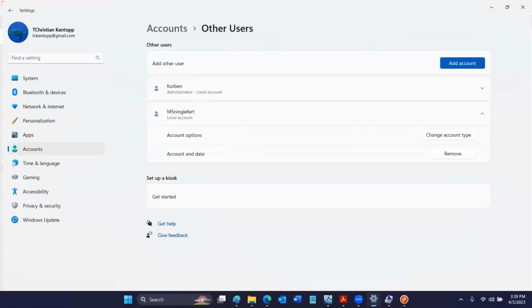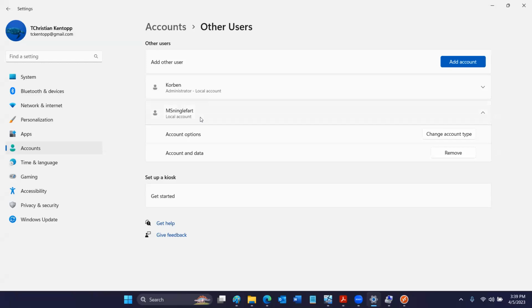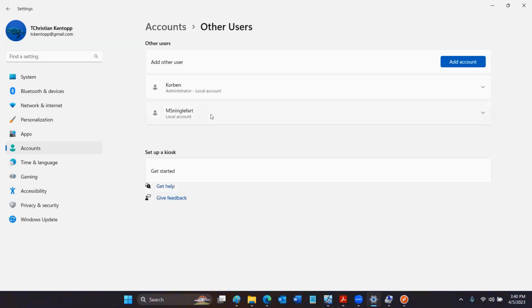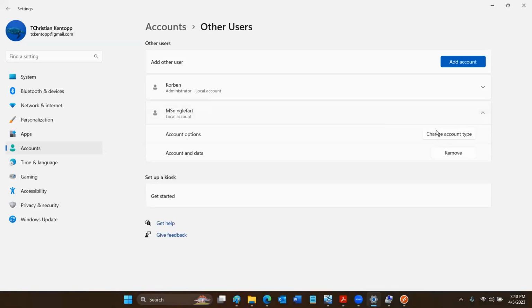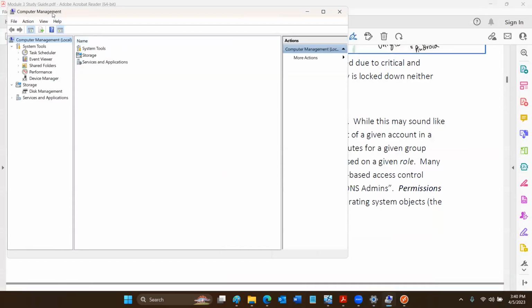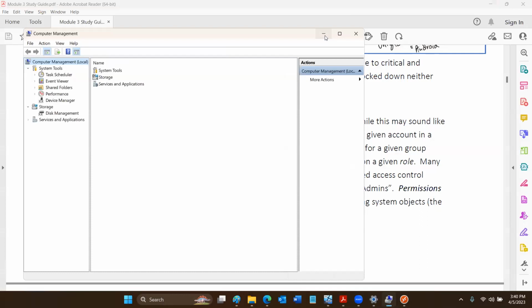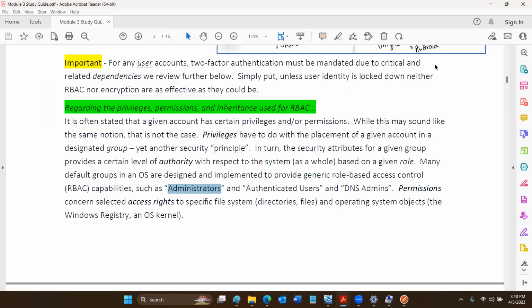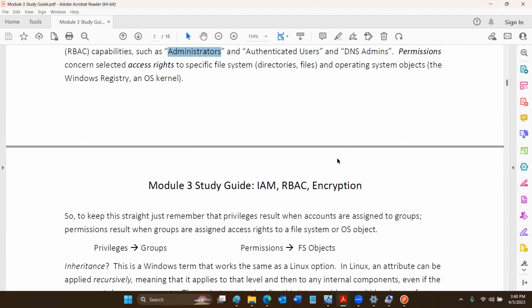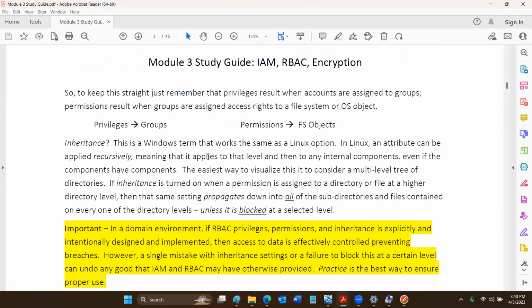Oh, in the home edition of Windows, you can basically click on something and then change the account type. So when you're saying changing the account type, you're really talking about what group it belongs to. Any questions? That's the consumer version or home edition of most operating systems, and Linux as well. Just remember that privileges have to do with groups, and permissions.